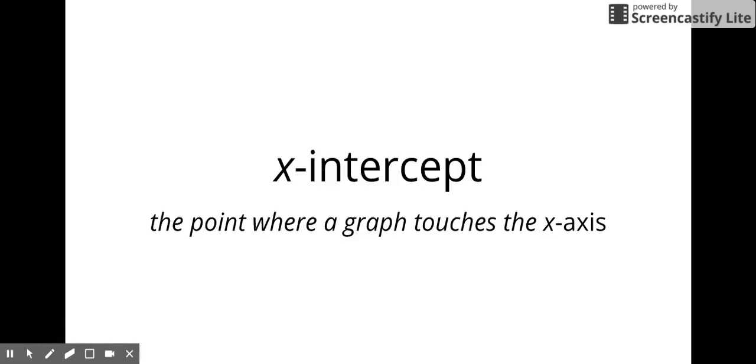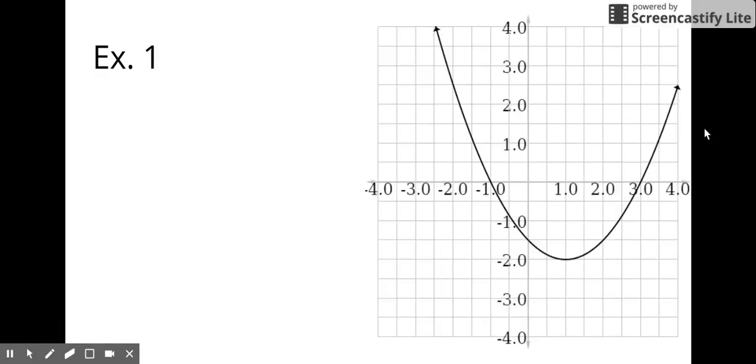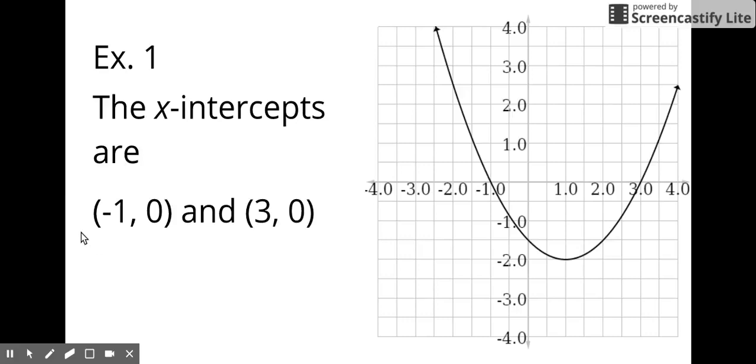X-intercepts are points where the graph touches the x-axis. So over here we see that we have a point at -1, 0, and we have a point at 3, 0. And so we write it as a coordinate -1, 0, and 3, 0. Notice that anytime you write an x-intercept, the y value is going to be 0.